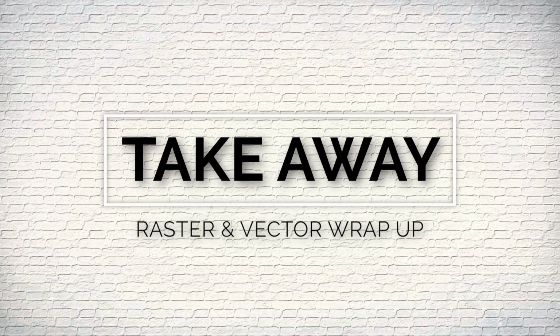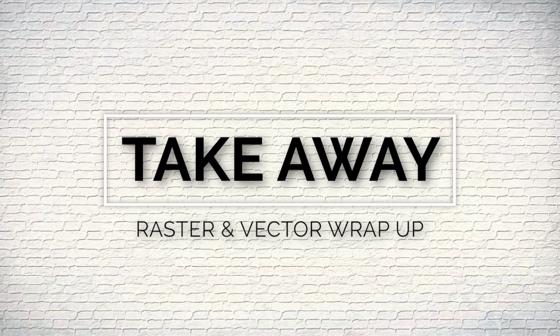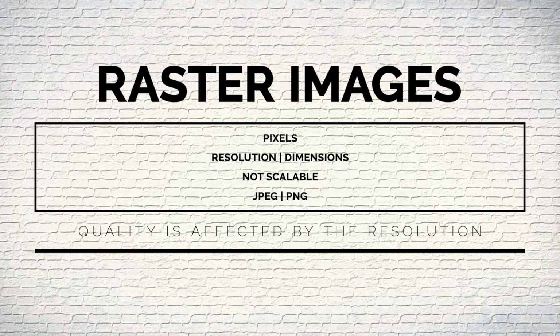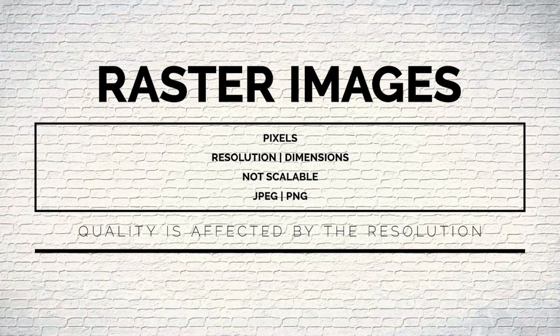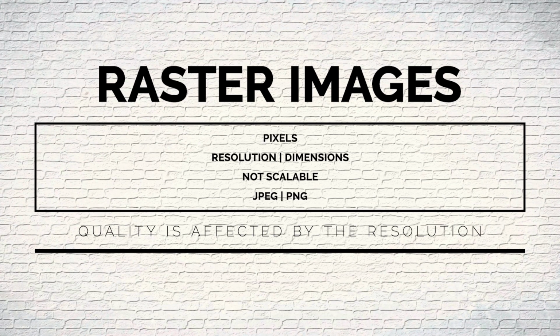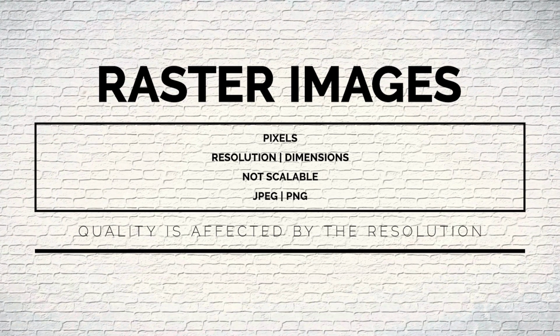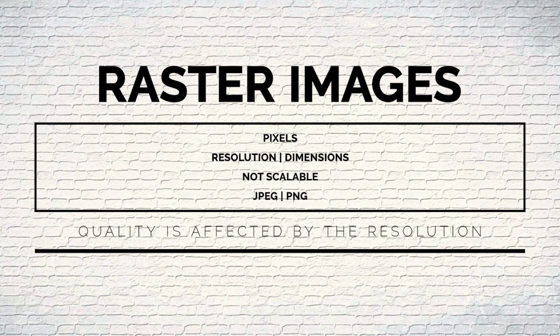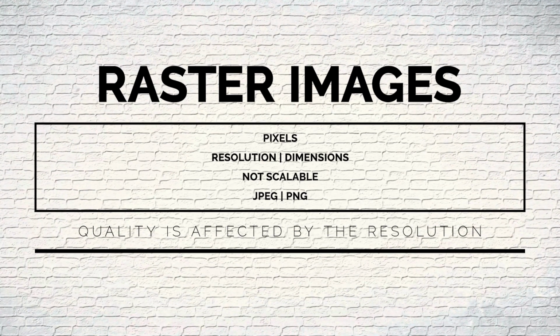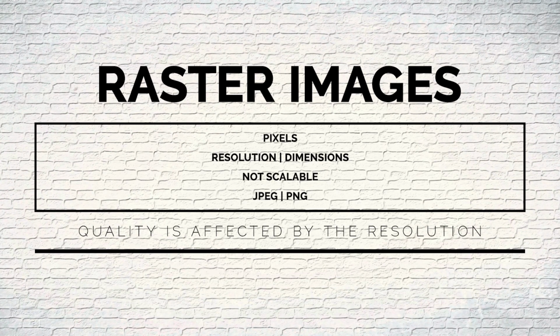Here are our takeaways for today. Images can be classified as raster images or vectors. Raster images are defined by pixels and their display resolution is limited by their dimensions. They are not truly scalable, and there is a loss of quality if they are scaled beyond their resolution. Examples are JPEG and PNG, two very popular formats for posting images online.